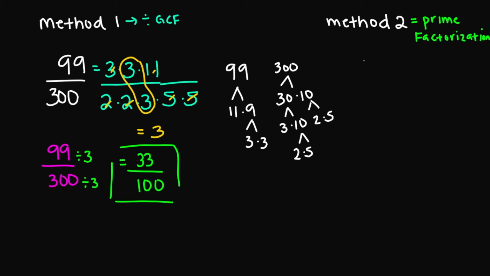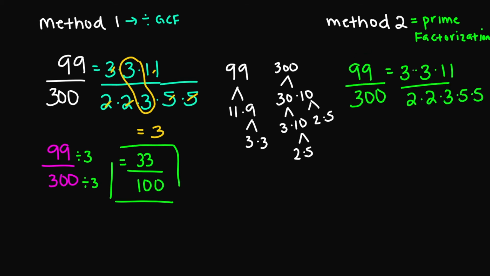So now let's try method number 2. So if I cancel out my 3's here, in my numerator, I'm left with 3 times 11. It's going to give us 33. And then my denominator, we have 2 times 2 is 4. 4 times 5 is 20. 20 times 5, that's going to give us 100. So if you do method 2, you're going to also get 33 over 100.